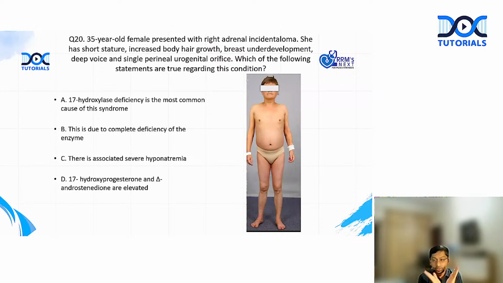Usually there are two spectrum of disease. One is a complete deficiency. So in a complete deficiency, usually these are symptomatic at birth in the neonatal period.